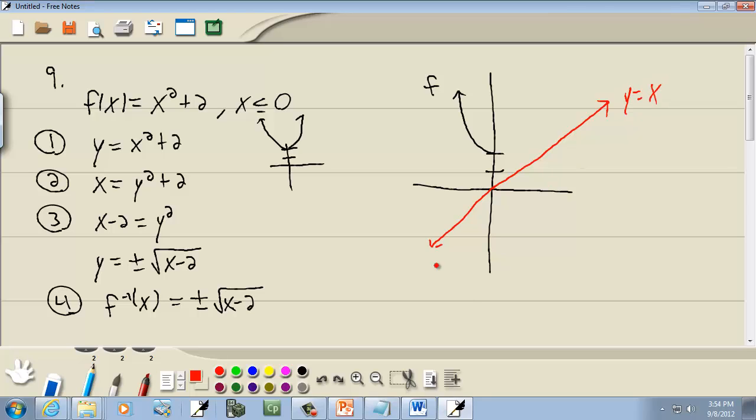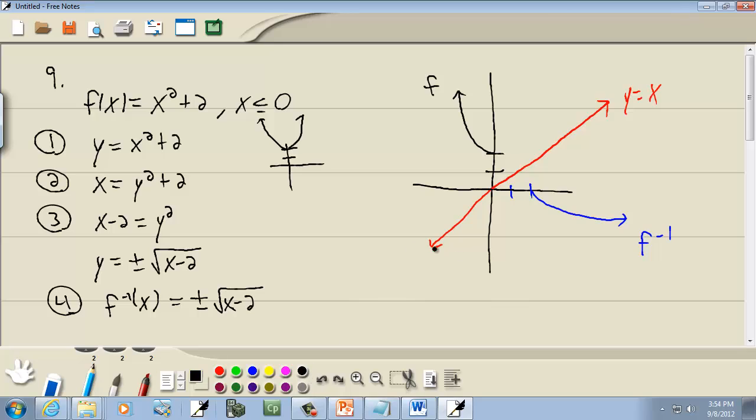That right there. So if I take this and I flip it across this line, it'll look like that. Okay, so this is our inverse.